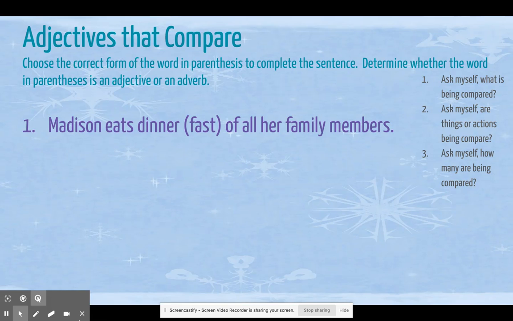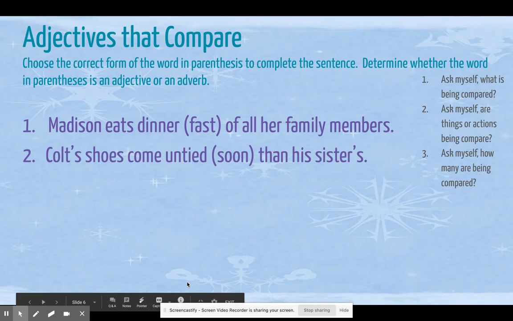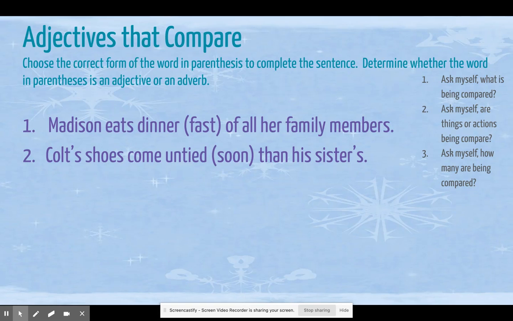Let's look at number 2. Colt's shoes come untied soon than his sister's. So what is the correct word to put in this sentence? You should have put sooner. Is this word sooner an adjective or an adverb? You should have said adverb.